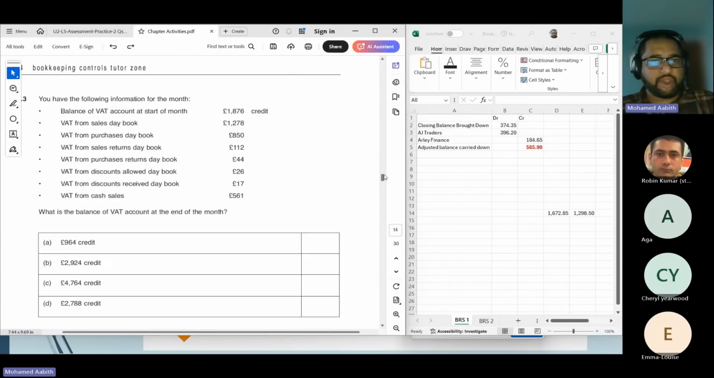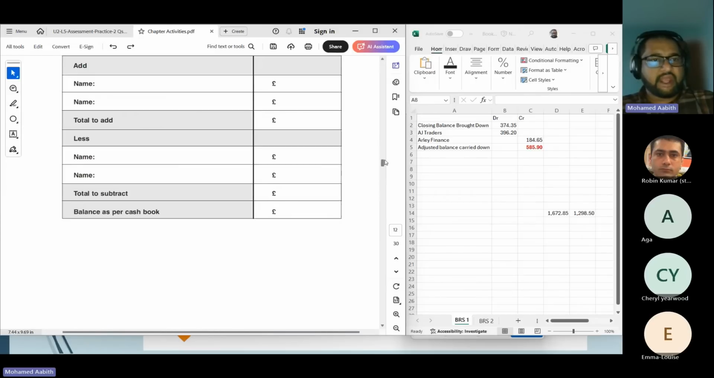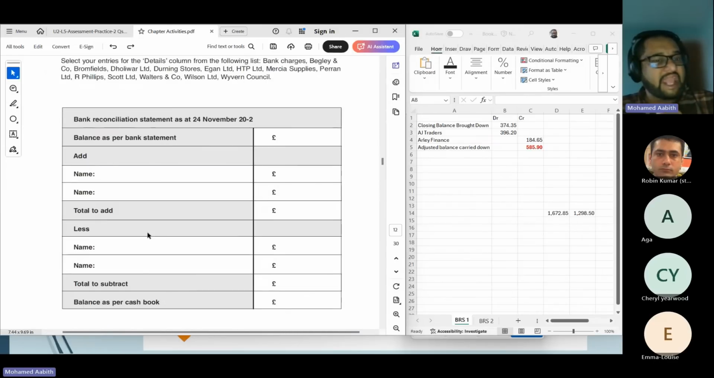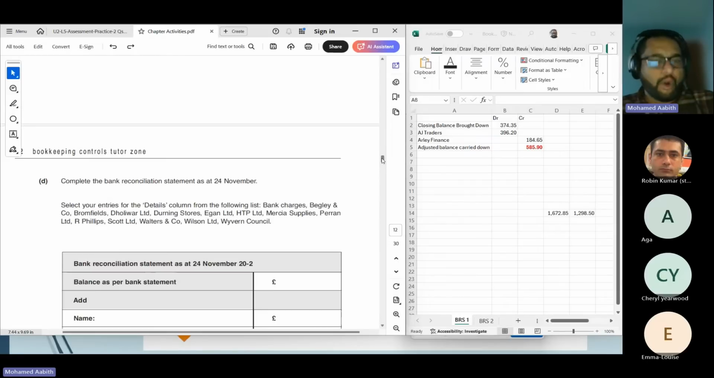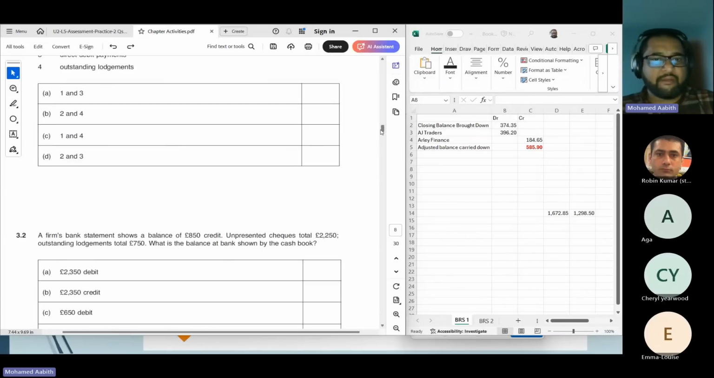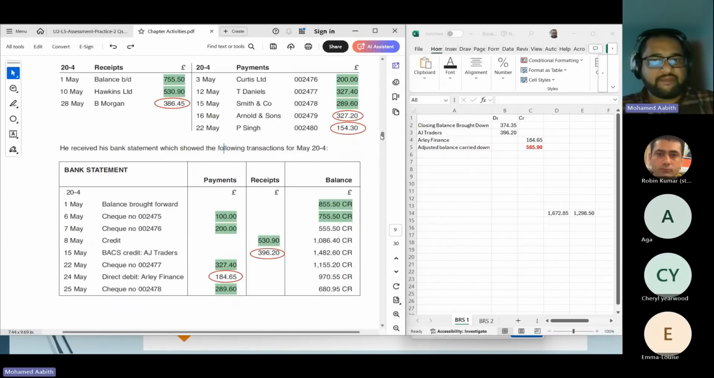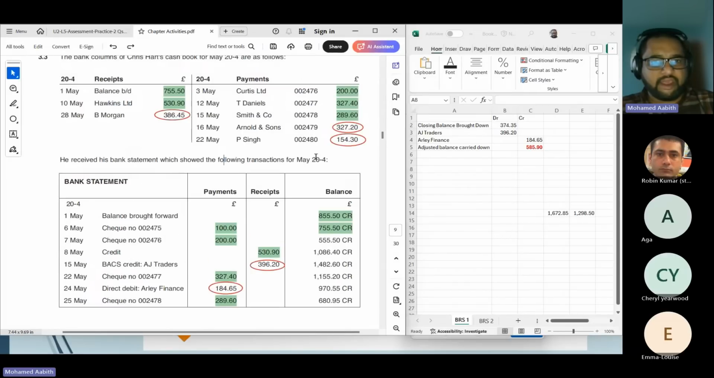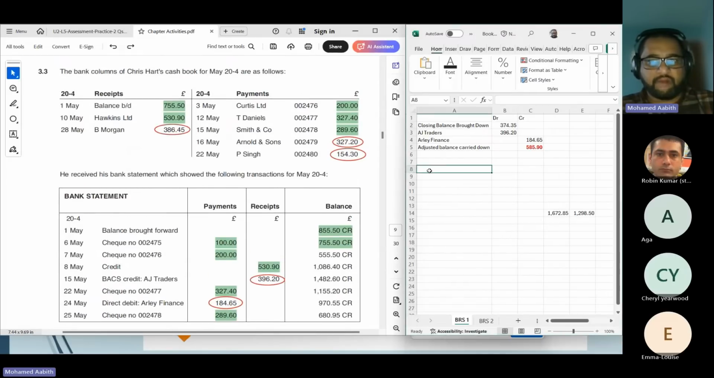It says here add and take away, total to add and total take away. You don't use negative numbers unless it is your opening balance, or the closing balance has to be an overdraft. You don't have to use negative numbers here, because when they say add, we add it. Less means we take it away. So do not use negative numbers. So we can put those figures on my bank reconciliation.